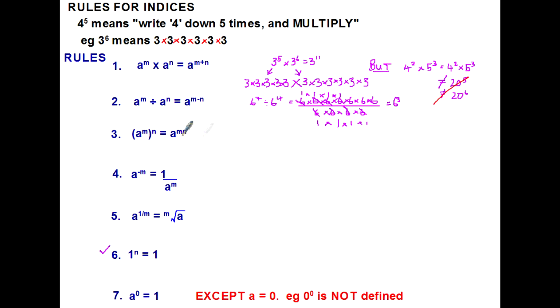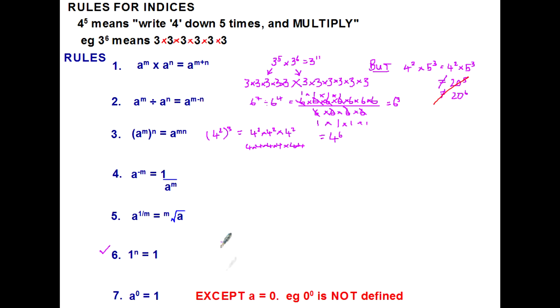My next one, let's look at this one. We've got a number to a power, and then the answer to that we raise to another power. The rule is we multiply the powers together. For example, 4 squared to the power of 3, what does that mean? It means write down 4 squared 3 times and multiply them together. But each one of these 4 squareds is 2 4's multiplied together. So in total, we're going to have 6 4's, and then each one of those 4's is multiplied together. So the answer is 4 to the power of 6.